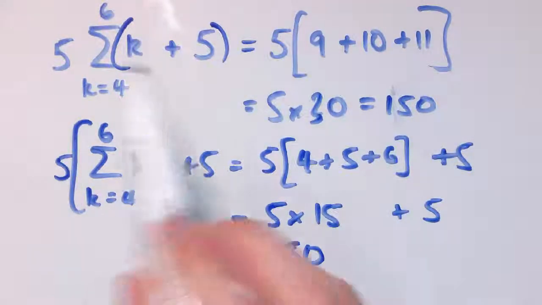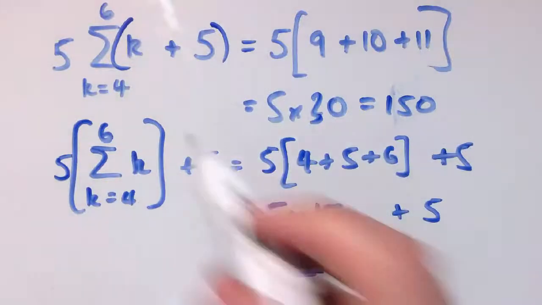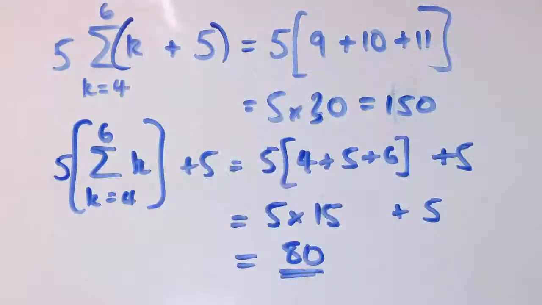So sometimes these things aren't written down very clearly. I think if this had been written just sum of k plus 5, I'd probably have assumed it meant the top one here. But as always, we've got to try and be as careful as we can with our notation so we avoid ambiguity.